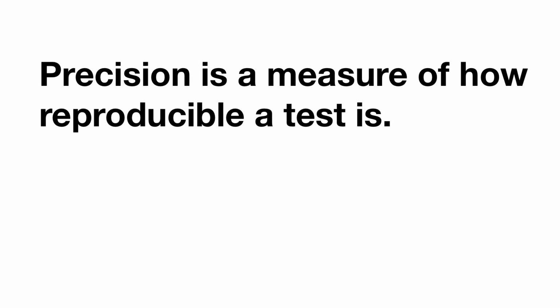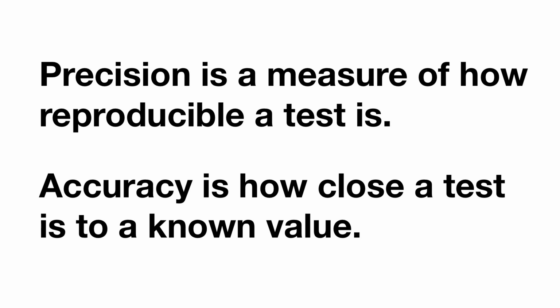Speaking of uncertainty, students often confuse the terms of precision and accuracy. Precision is a measure of how reproducible a test is, and accuracy is how close a test is to a known value.